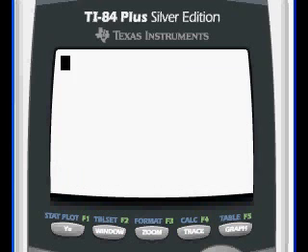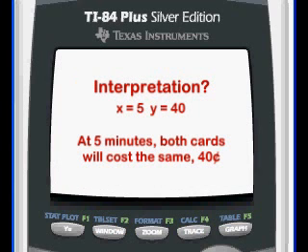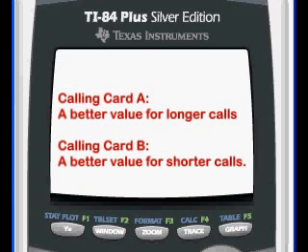So what does this mean? This means that at 5 minutes, both of these calling plans will cost 40 cents. We can interpret this to mean that calling card A, while it is more expensive to use for the first 5 minutes, in the long run it will be less expensive to use if we use it for more than 5 minutes. Calling card B is less expensive for the first 5 minutes, but if we make a long call, which is more than 5 minutes, it will be more expensive.